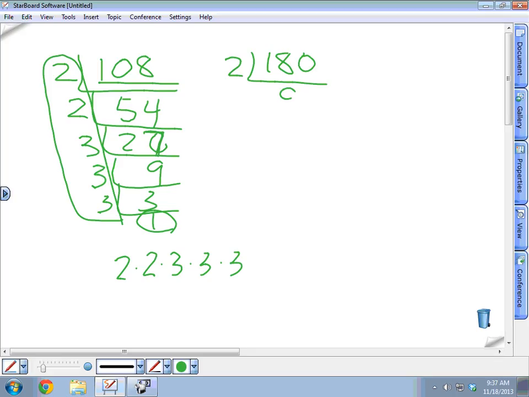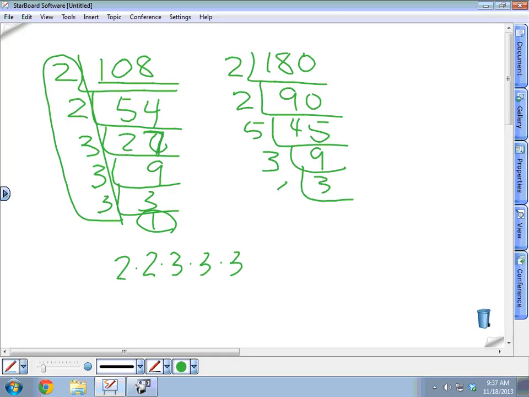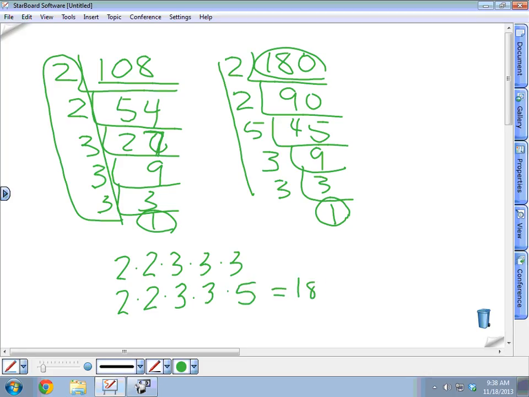And you start over here, okay? I don't have to tell you what I'm doing over here, right? And I ended with 1. I started with my number and I ended with 1. So I have this list right here. 2 times 2 times 3 times 3 times 5. And this is equal to 180. And this one over here is equal to 108. I should put that. Notice I've listed them right on top of each other. That was kind of cool, huh?